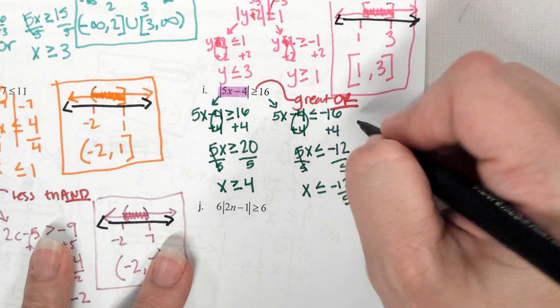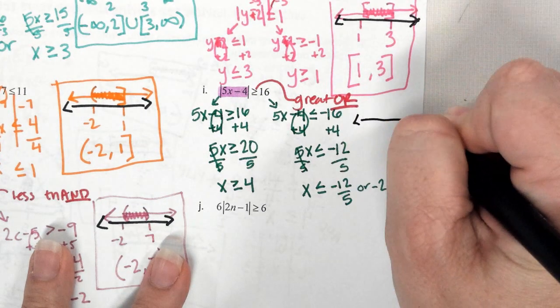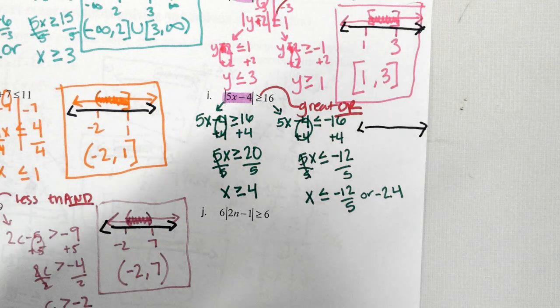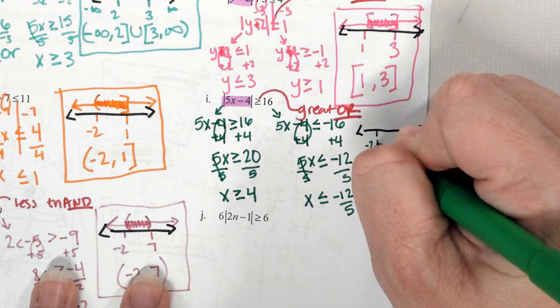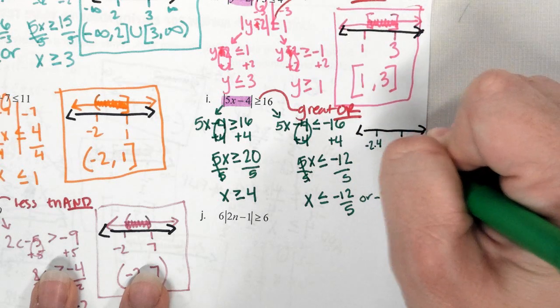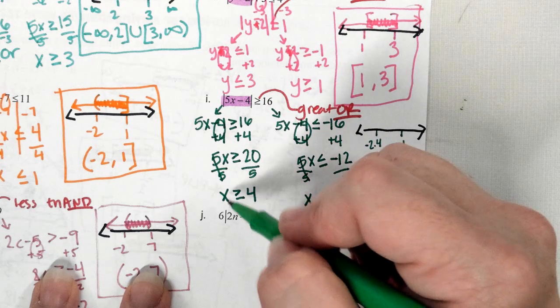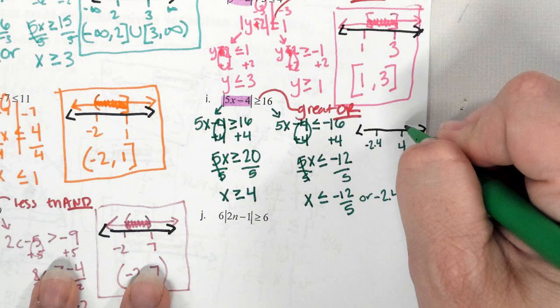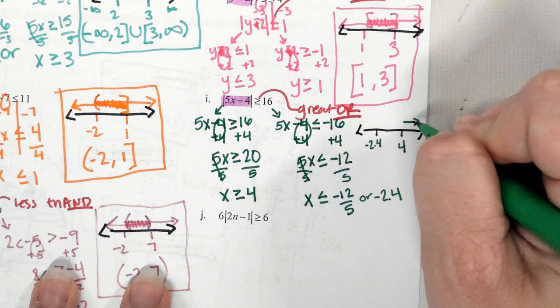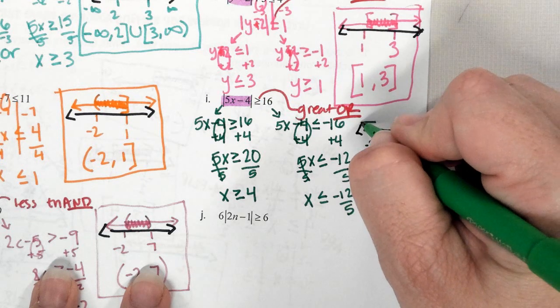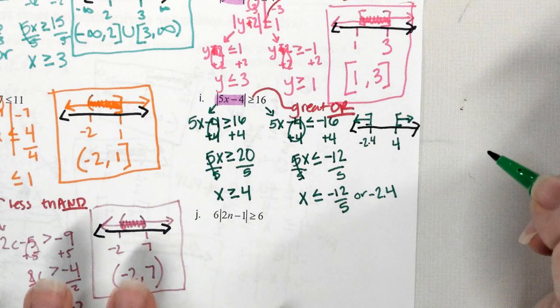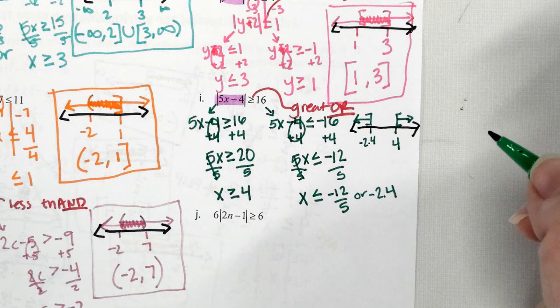So I'm going to squeeze this in here. And negative 2.4 is smaller than positive 4. And I have x is greater than or equal to 4, and x is less than or equal to this. And this is an OR problem. Is it okay that they don't overlap?